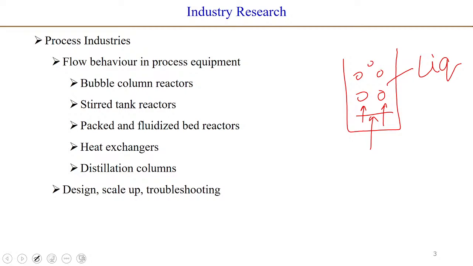So all this can be done for the design of new equipment, for scaling up of a particular process, or troubleshooting an existing process. For example, if you have some problem, or if the product is not of appropriate quality, then you can look at the flow behavior. You can try to see, and if required, you might need to do modeling or some experiments to understand what is causing the problem.